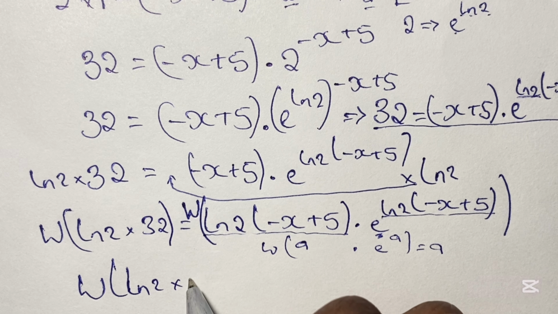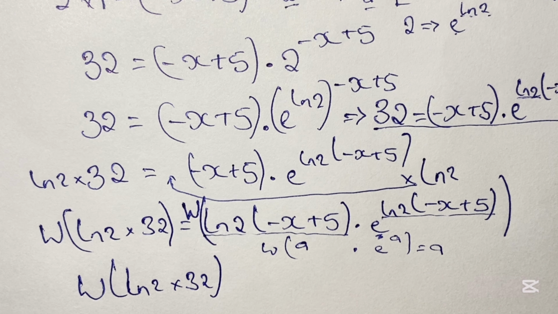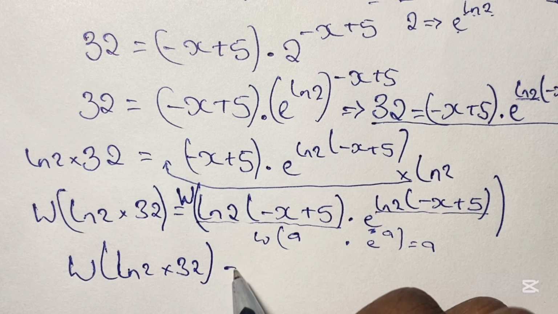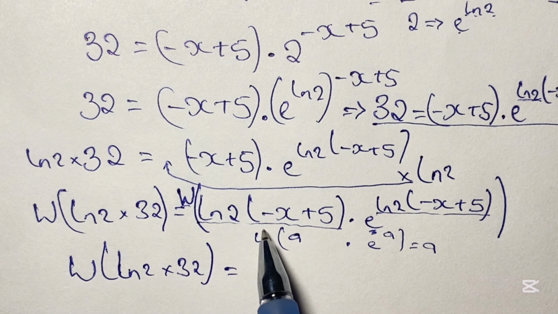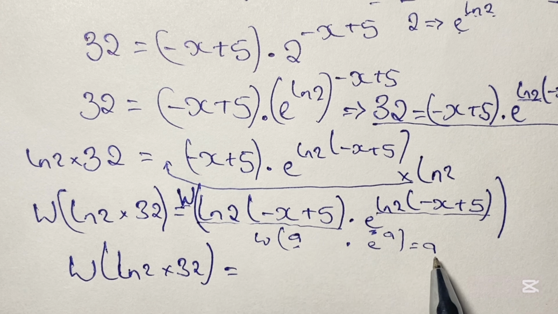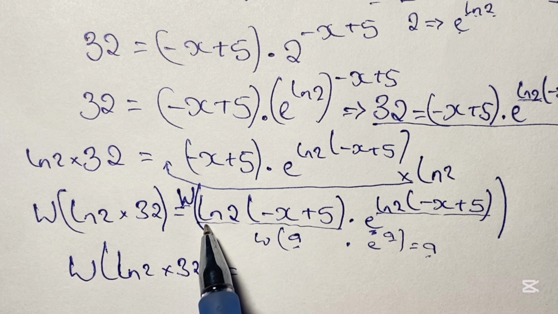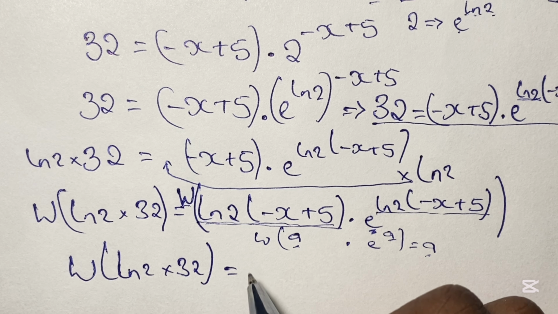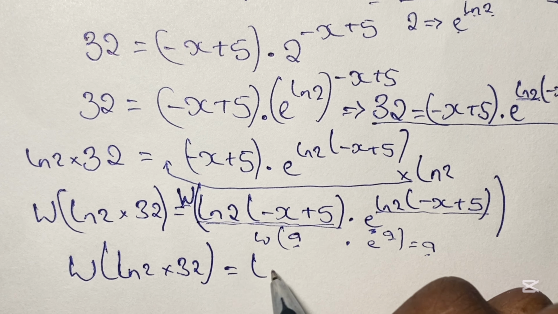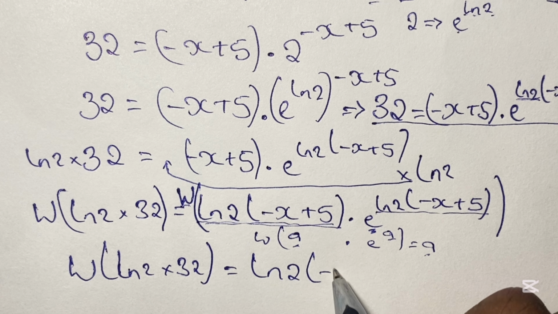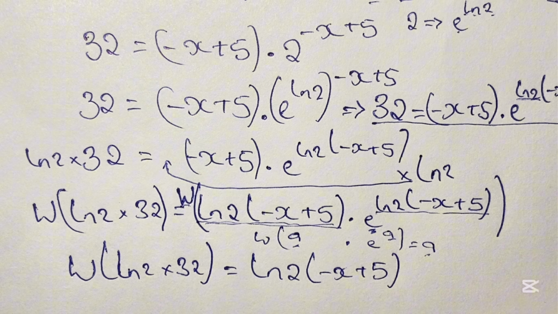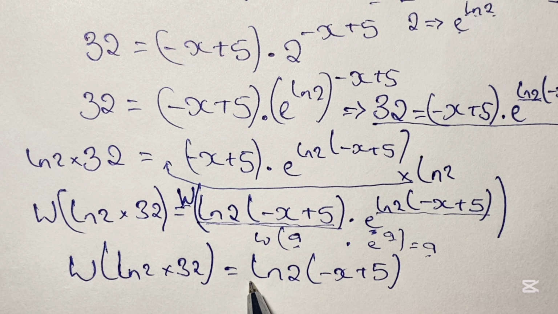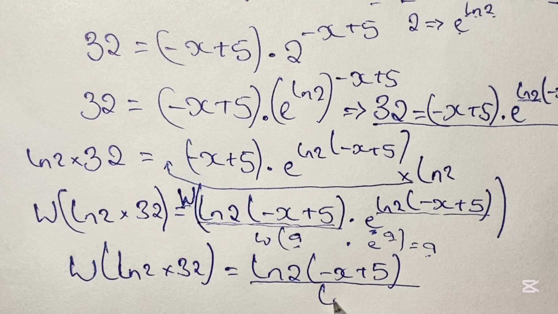So from here we'd have W of ln of 2 times 32 is equal to, and as we said, W in this function gives us the value of a. So the value of a is ln of 2 in brackets (negative x plus 5). So we have W of, in brackets, ln of 2 times 32 is equal to the value of a, which is ln of 2 in brackets (negative x plus 5). And then from here we solve x by dividing both sides of this equation by ln of 2.